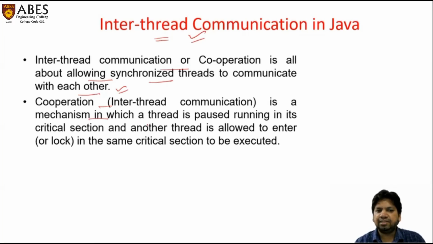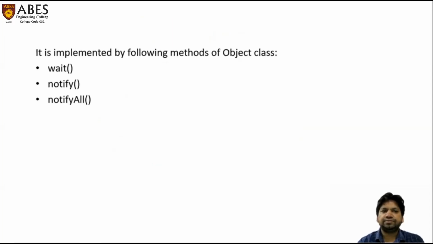It is a kind of mechanism in which one thread has finished running its critical section and another thread is allowed to enter the same critical section to be executed. ये एक तरह का कोऑपरेशन है जिसके अंदर जो थ्रेड क्रिटिकल सेक्शन में रन हो रहा है, और दूसरे थ्रेड को अलाउ करता है उसी क्रिटिकल सेक्शन में वर्क करने के लिए, in the same section to be executed. But there should be some communication. This is called inter-thread communication.